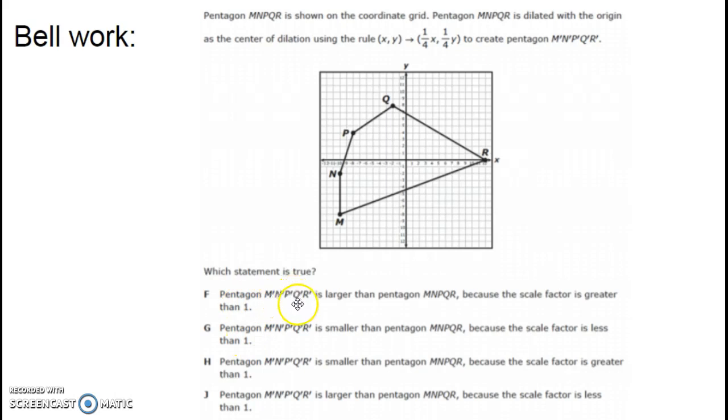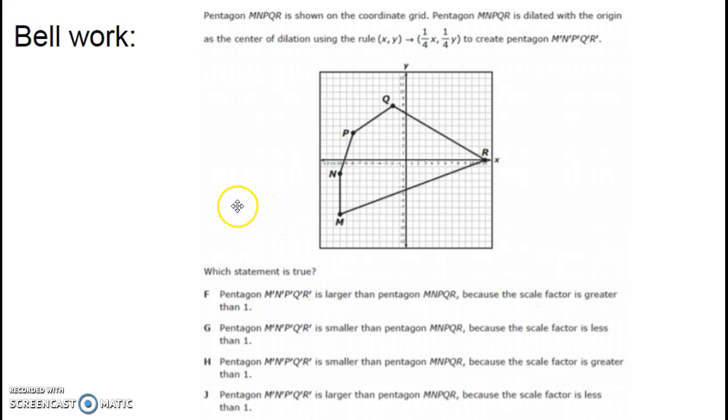We have the new pentagon is larger than the original pentagon because the scale factor is greater than 1. We have the new one that is smaller than the original one because the scale factor is less than 1. We have the new one that is smaller than the original one because the scale factor is greater than 1. And lastly, we have the new one that's larger than the original because the scale factor is less than 1.